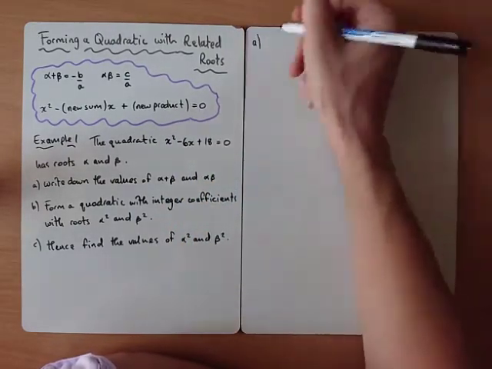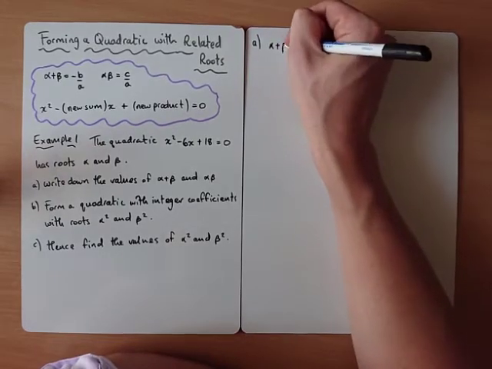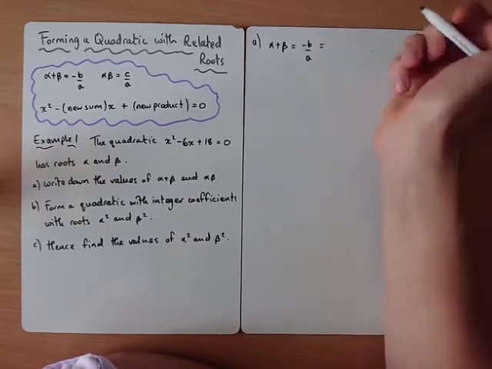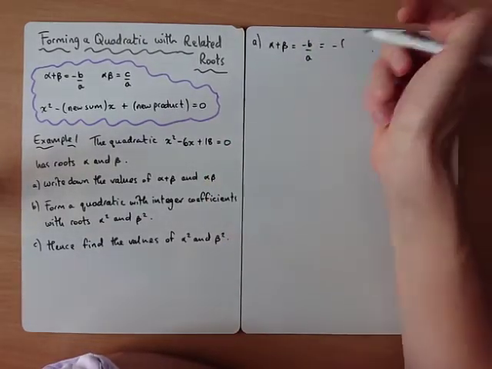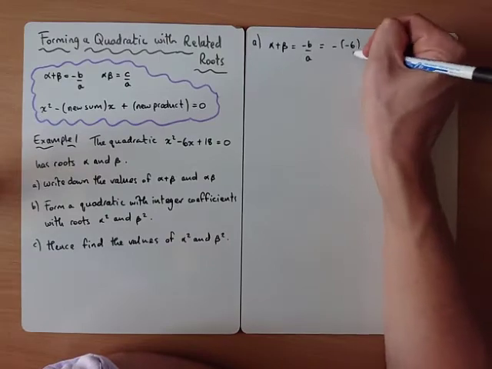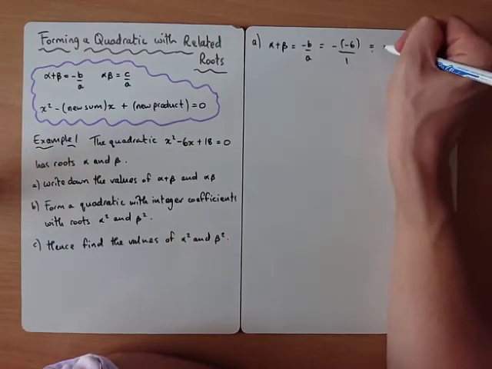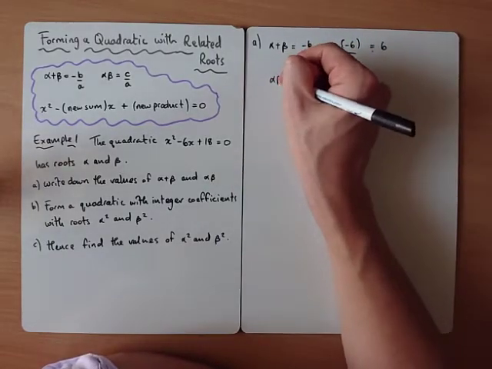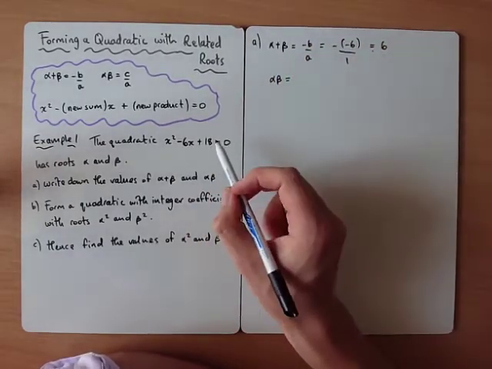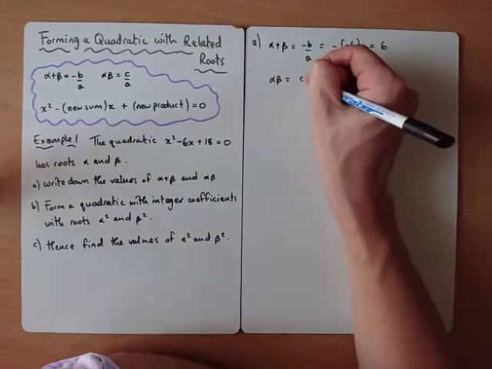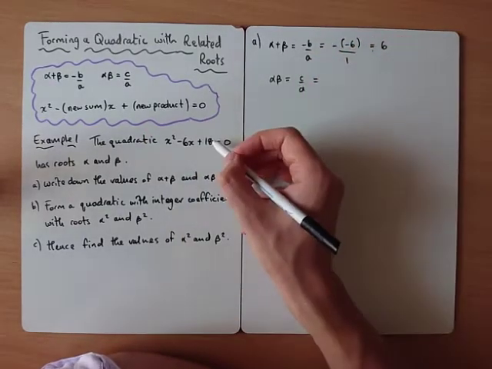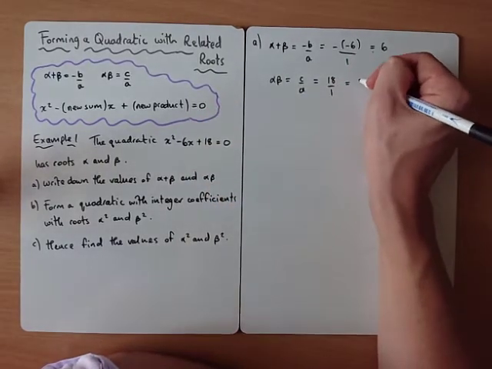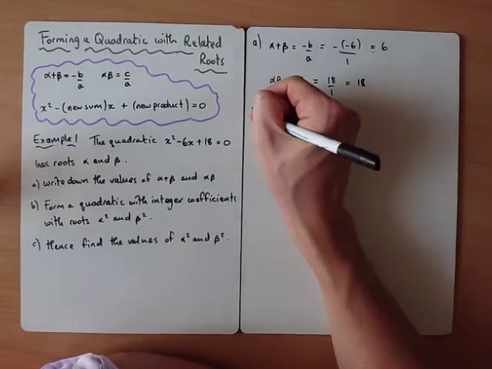Okay, so all we need to do is say, well, alpha plus beta is minus b over a, so for our quadratic it would be minus 6 divided by a, which is 1. So we know that the sum of our roots would be 6, and the product of our roots is c over a, which is 18 divided by 1, also known as 18.